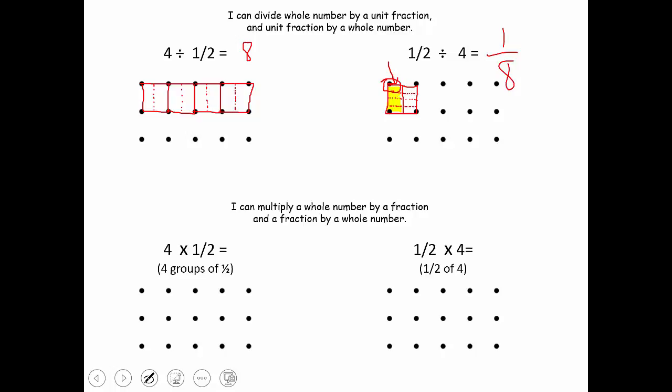Just another thing to look at, the dividend and the quotient. If you start with a whole number, your answer will be a whole number. If you start with a fraction, your answer will be a fraction. And eventually the kids will realize, well, why don't I just multiply? And they'll start to see the patterns once they've practiced the models enough.